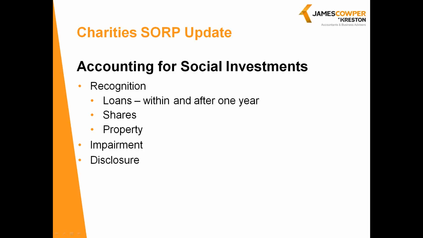It goes further to state that if it's a programme-related investment, so this is an investment purely for the charitable objectives, you would recognise that within expenditure, the normal expenditure classification in the SOFA. If it's a mixed motive investment, so partly for returns, the impairment loss would be disclosed within gains and losses on investments within the statement of financial activities.